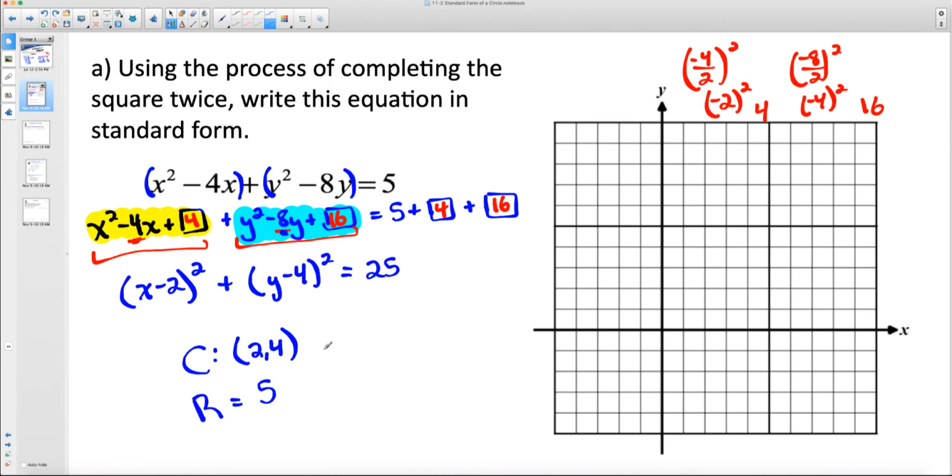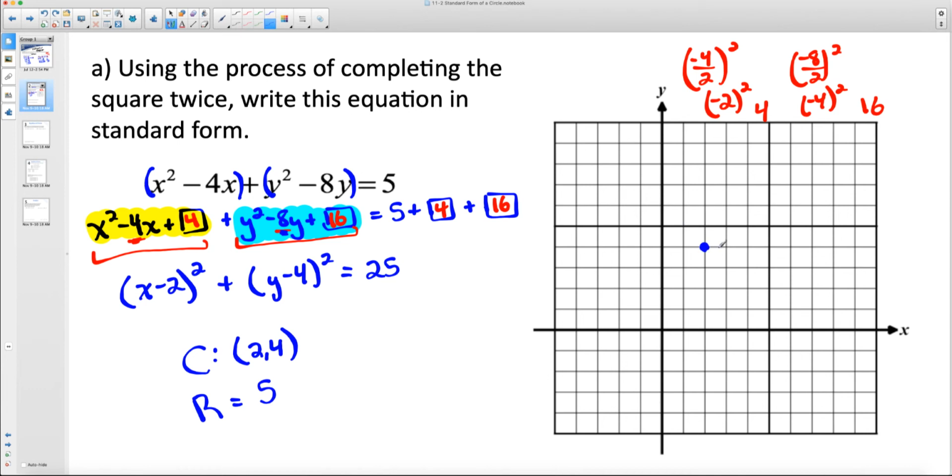So we didn't do graphing yesterday, but it's really pretty intuitive here. We're going to graph our center, which is 2, 4. So here's 2, 4. And the radius is 5, which means every point on this circle we draw has to have a radius of 5.